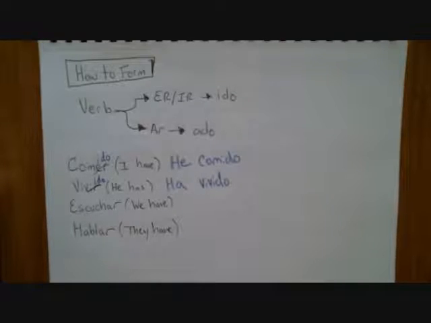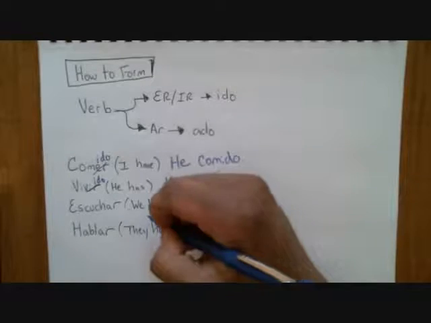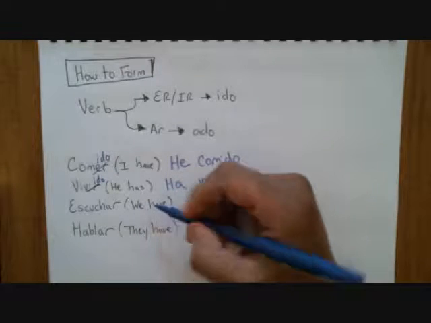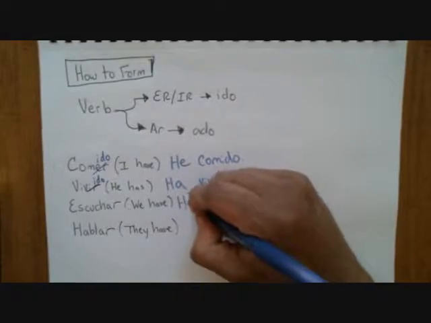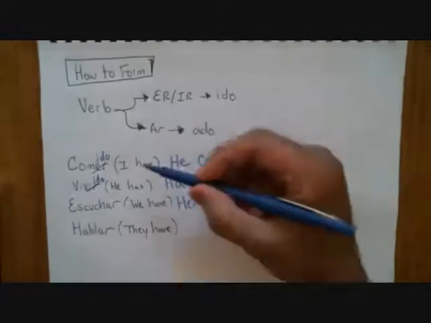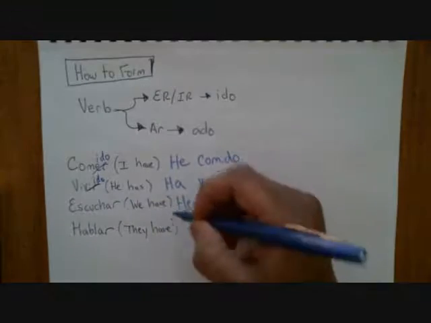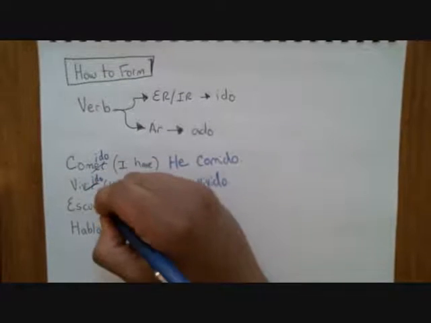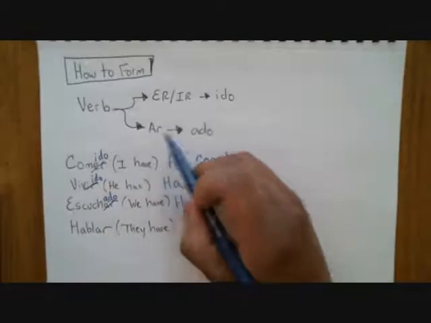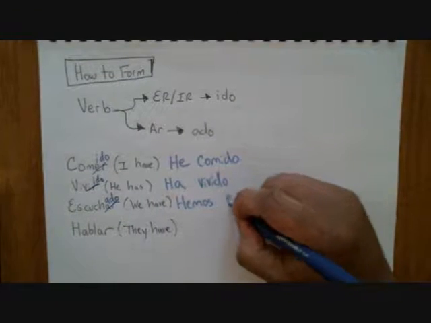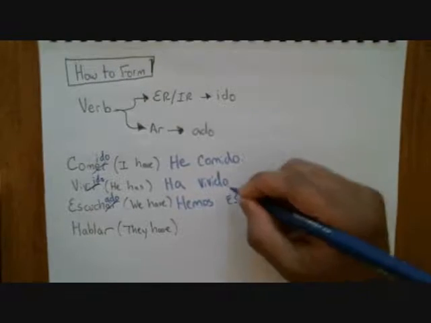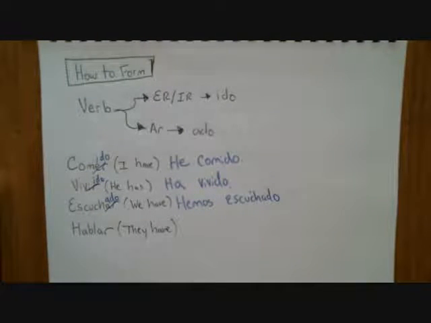Anyway, now let's move on to escuchar. Escuchar means to listen. So we want it in the we have form. So we're trying to say we have listened. You would simply find your we have conjugation, which would be hemos. Remember, these are all from the verb haber. You would take hemos, and then you would take escuchar. It ends in AR, and so you would turn it into ado. See, AR becomes ado. Hemos escuchado. We have listened.